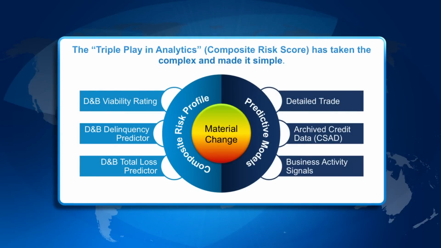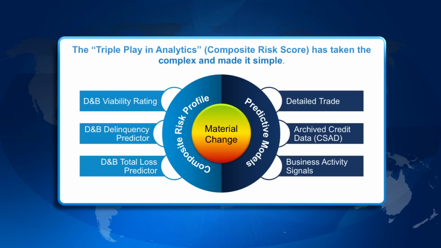So what does that mean? Let's talk a little about the risk side. Last year, by bringing out new analytic solutions, we helped you get a holistic picture of your commercial relationships. We did it through what we call the triple play, bringing delinquency, total loss, and viability together. For the first time, that gave you a holistic segmentation.